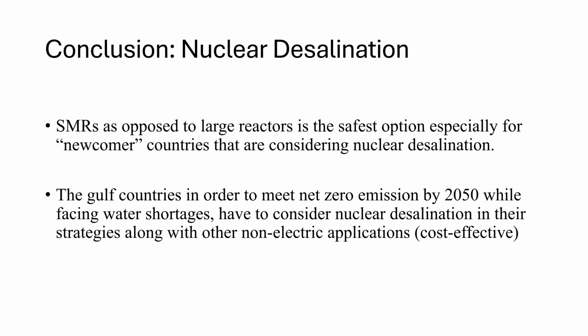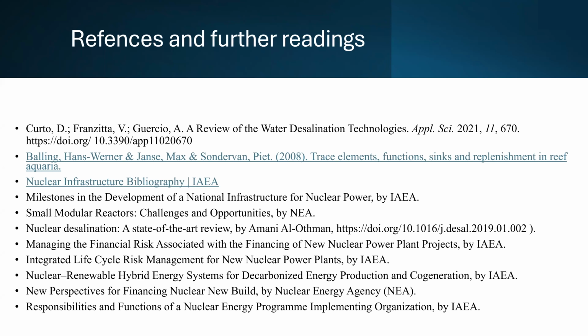Conclusion: SMRs, as opposed to large reactors, are the safest option, especially for newcomer countries, like hopefully Saudi Arabia, inshallah, hopefully Kuwait, and already ahead of us is the United Arab Emirates. And I believe the Gulf countries, in order to meet net zero emissions by 2050, while also facing water shortages, really have to consider nuclear desalination in their upcoming strategies, along with other non-electric applications, for example, hydrogen production and heat process. These are some references and further readings.